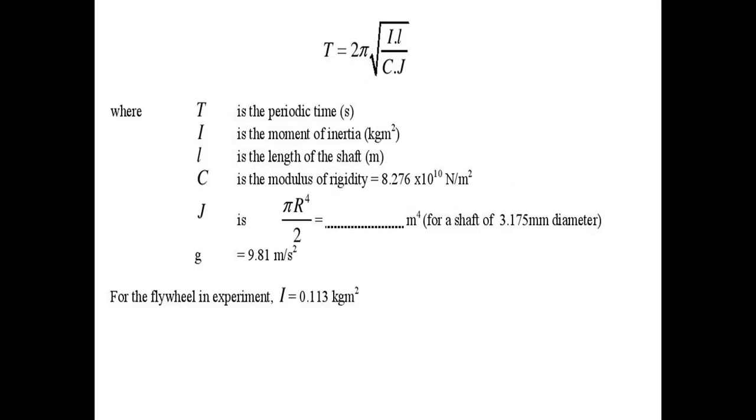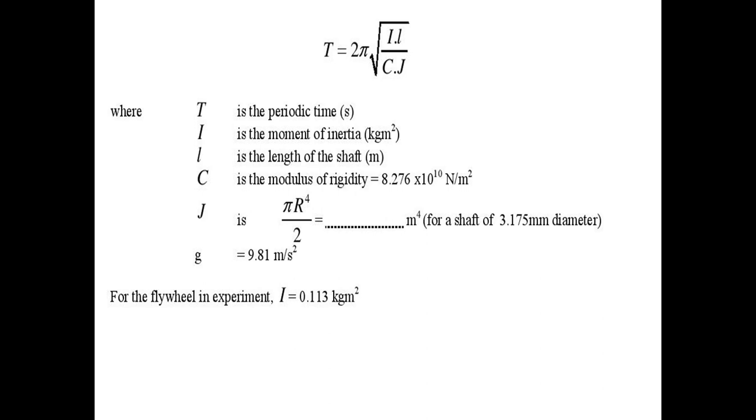Then we will calculate the practical time. The theoretical time can be calculated from this formula. Here T is the periodic time in seconds, I is the moment of inertia in kilogram meter squared, L is the length of the shaft in meters, and C is the modulus. This is the capital C. Remember, C is the modulus of rigidity, 8.276 into 10 raised to the power 10 Newton per meter squared.